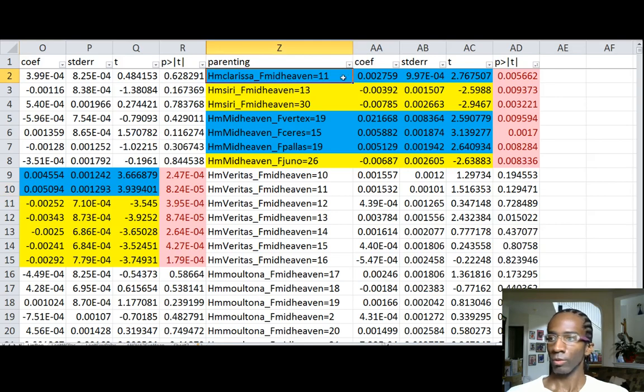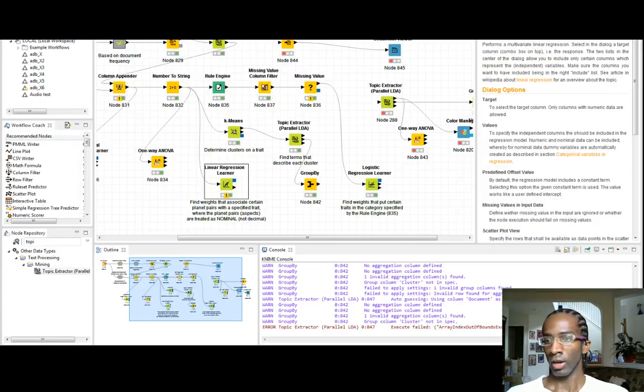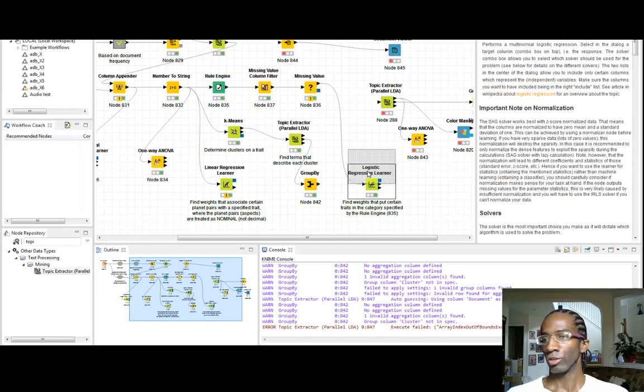Okay, there's also some stuff on parenting. I don't want to go into that. Let's go back to KNIME and show the logistic regression.